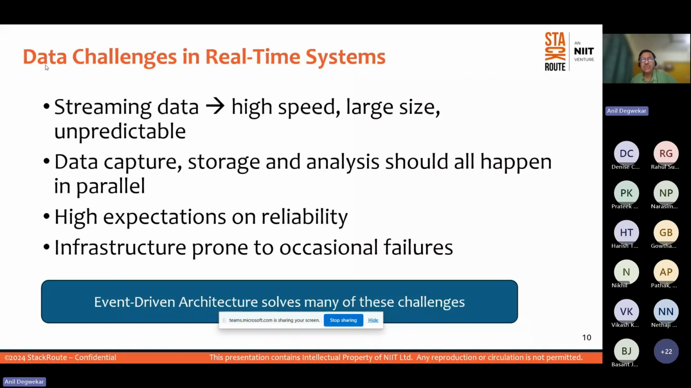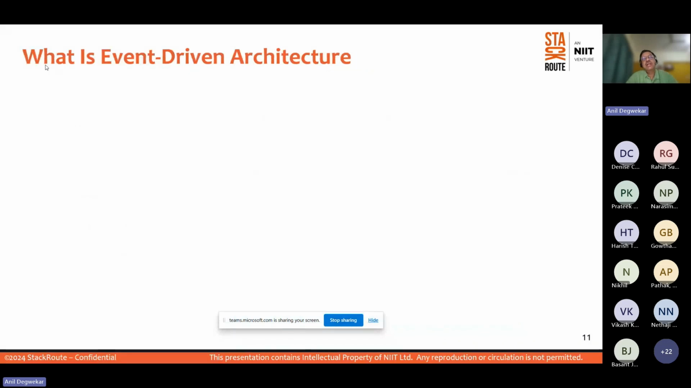So why is that so? I mean, how is it that an event-driven architecture is able to solve many of these challenges? So that's what we are going to look at. So the context is high-speed streaming data in a near real-time system with high expectations of reliability, right? And how does event-driven architecture actually allow you to meet that challenge?